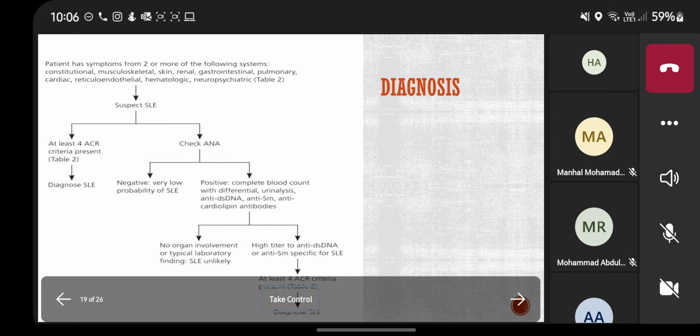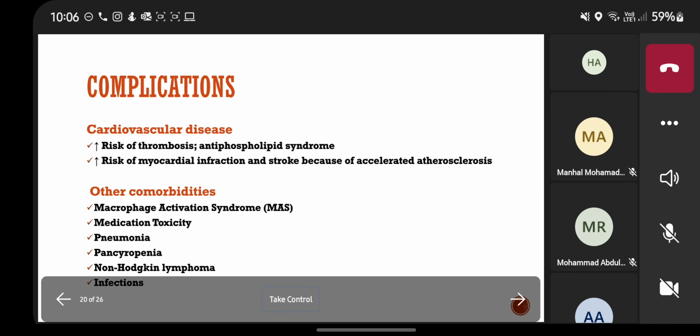The complications: cardiovascular disease, like increased risk of thrombosis, antiphospholipid syndrome, increased risk of myocardial infarction and stroke because of accelerated atherosclerosis, and other comorbidities like macrophage activation syndrome, which is caused by activation of T cells and macrophages, resulting in massive release of pro-inflammatory cytokines. The clinical manifestations include high fever, pancytopenia, hepatosplenomegaly, and elevated ferritin.